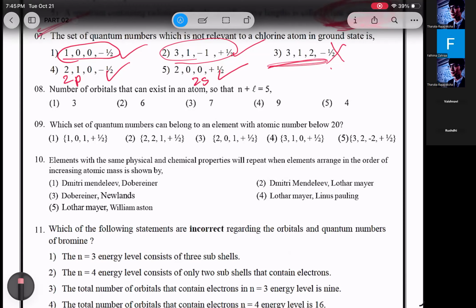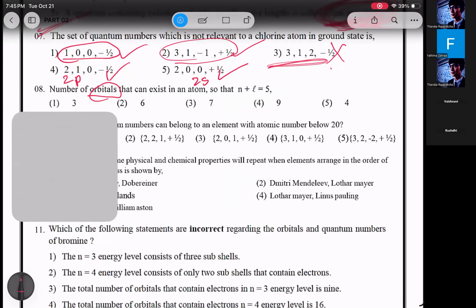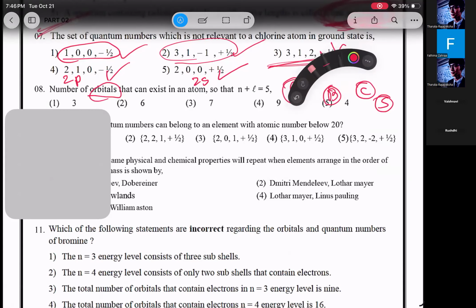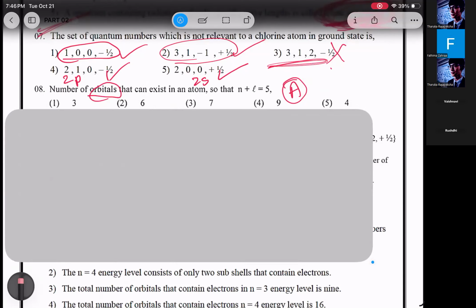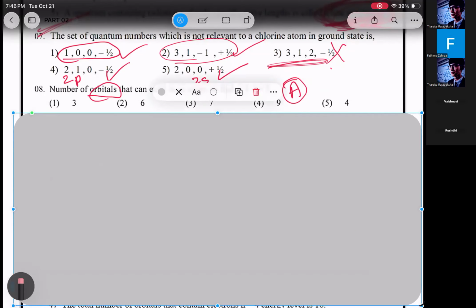Let's go on to the next question. The number of orbitals that can exist in an atom so that n plus L equals 5. That's a tough question, people. I'll say this one is an A-level question. There are B-level questions, C-level questions, S-level questions, and this question is an A-level question. I mean, it's a little bit tougher than the other questions.